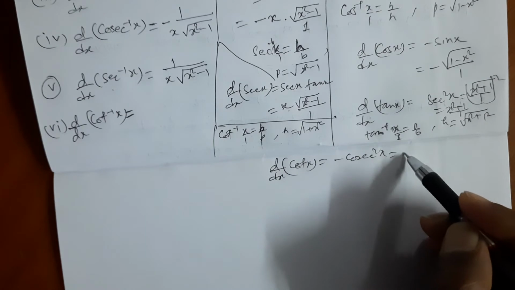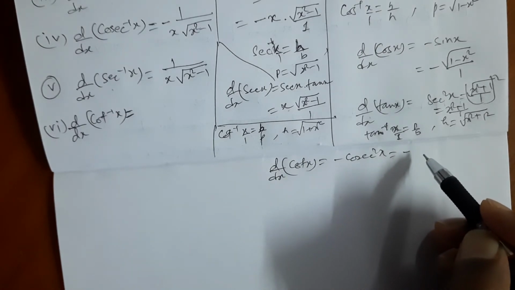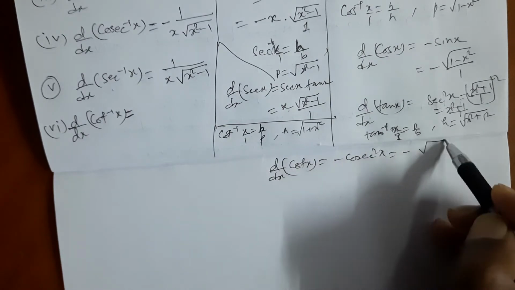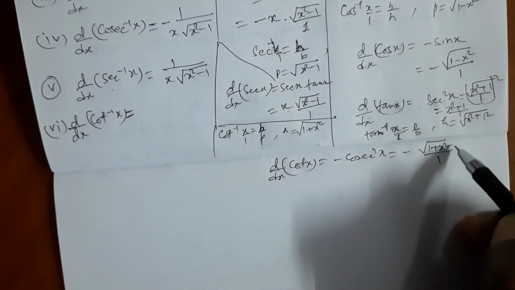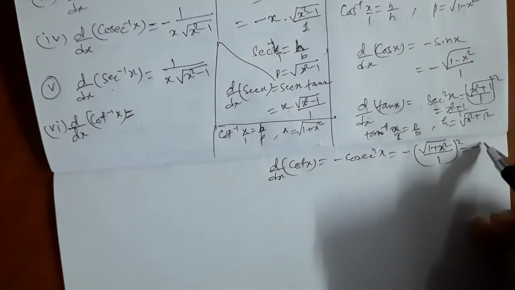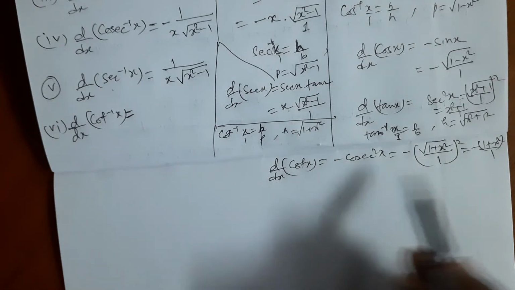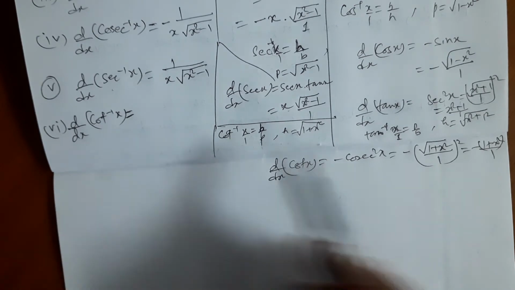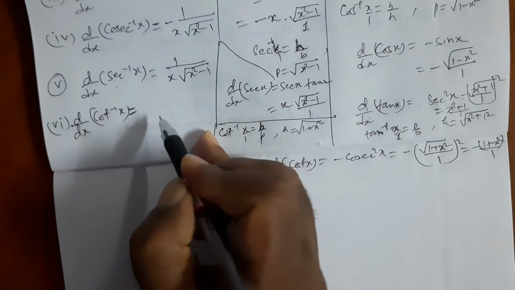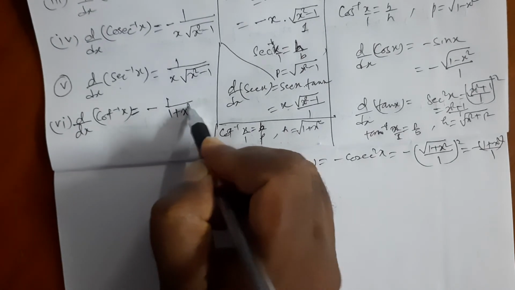Okay, so cosec x formula is h over p, so h is root over 1 plus x square, and then p is 1 and it's also squared, so it will be minus 1 plus x square over 1. And here it is cot x, but we need the derivative of cot inverse x, so we can take the reciprocal of this, minus 1 over 1 plus x square.